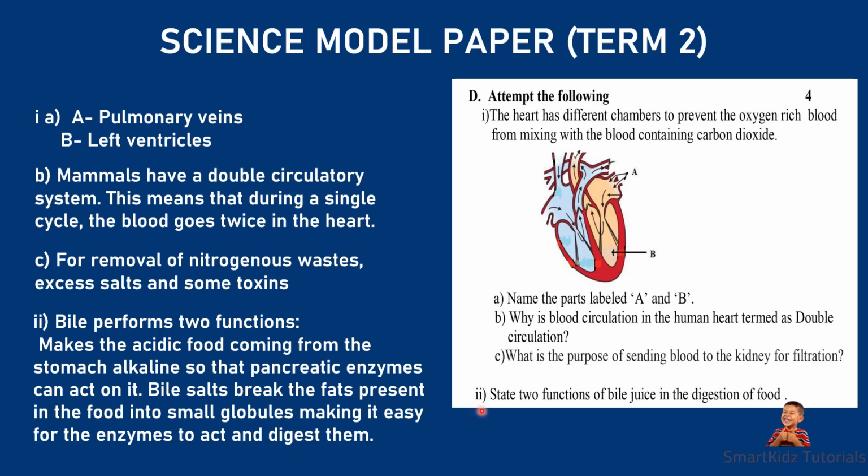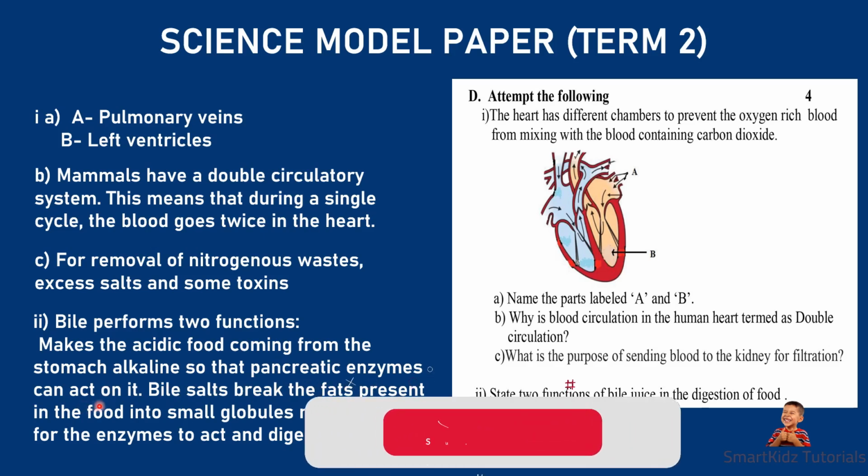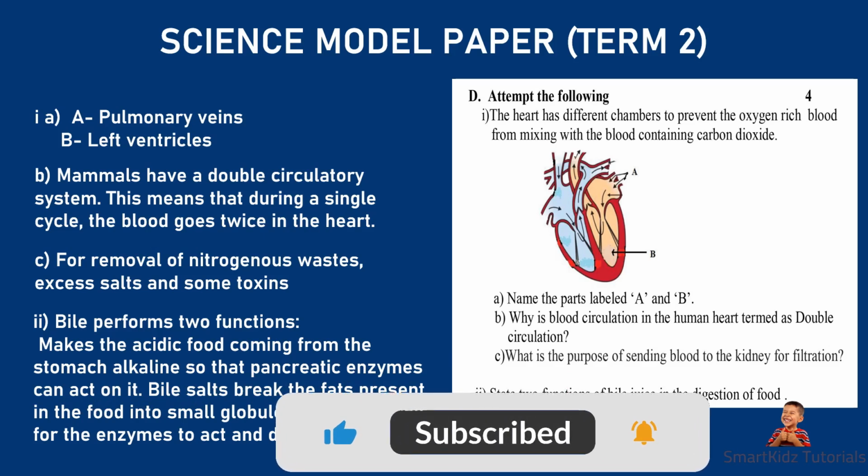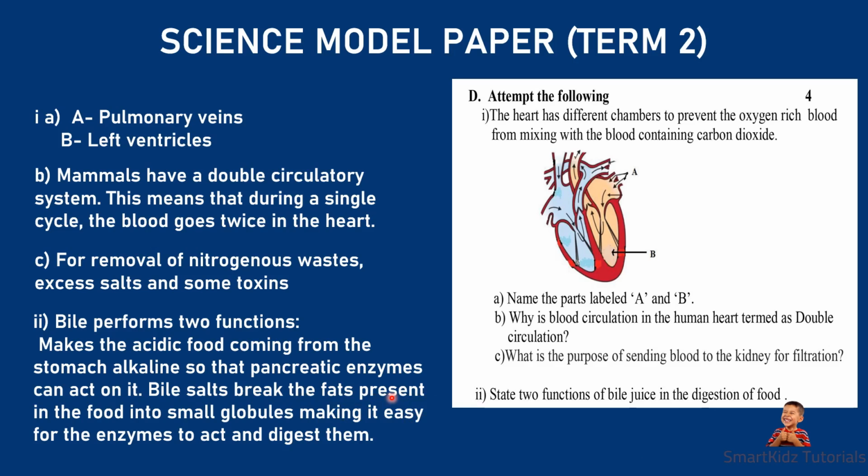Question 1D2. State two functions of bile juice in the digestion of food. So, two functions are there. First, it makes the acidic food coming from the stomach alkaline so that the pancreatic enzymes can act on it. In the stomach, the food is acted on by the gastric juice that has hydrochloric acid, which is an acid. So this acidic food then enters the small intestine.